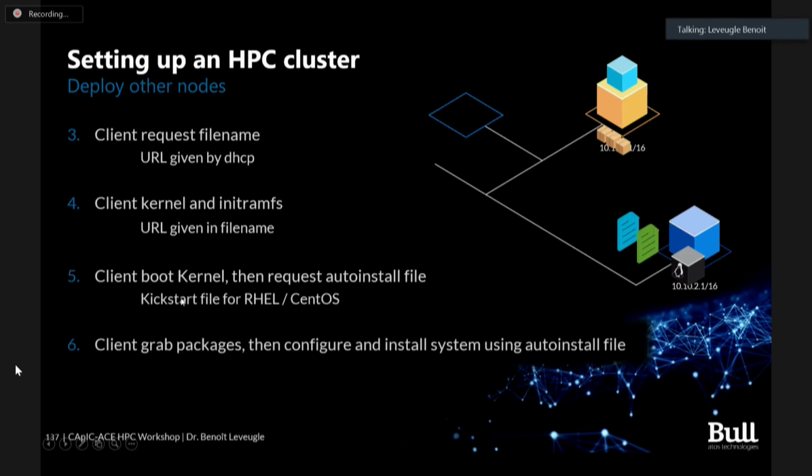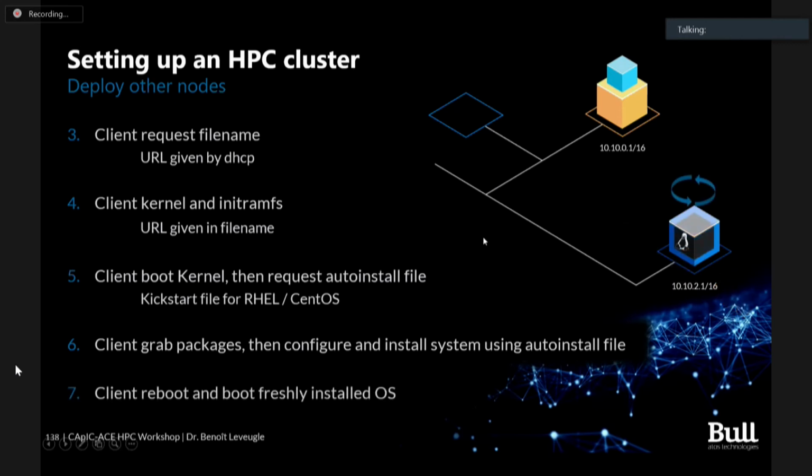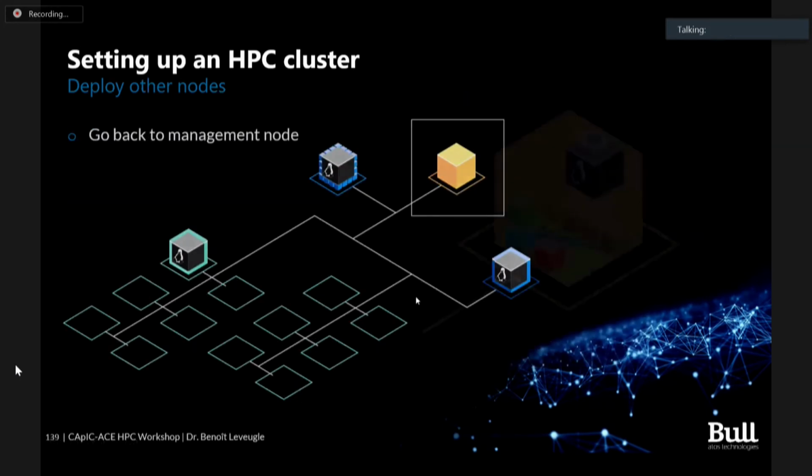Then it will request some packages to install the operating system. So the operating system is going to be installed now on the compute node using the auto installation file and packages. In the packages, there is also a kernel. It will install the kernel on the disk itself. Then the node will reboot and it's installed. You have the operating system ready. As simple as that. Well, not that simple, but don't worry, you will practice.